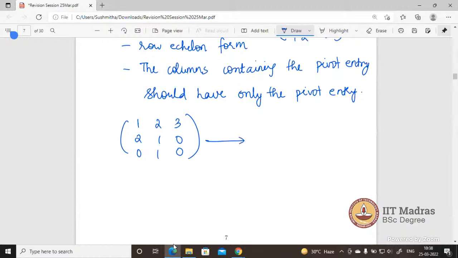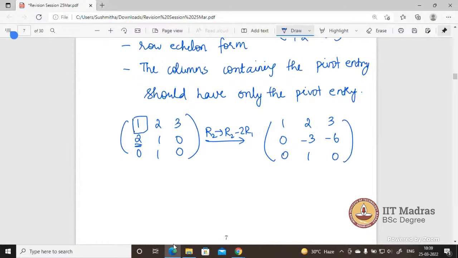So what do we do here first? R2 minus 2R1. Yeah, I want to make this entry 0 because this is my pivot here, and the pivot is already 1. So no problem, right? So R2 is R2 minus 2R1. 1, 2, 3. 2 minus 2, 1 minus 4, 0 minus 6. The third row stays as it is.